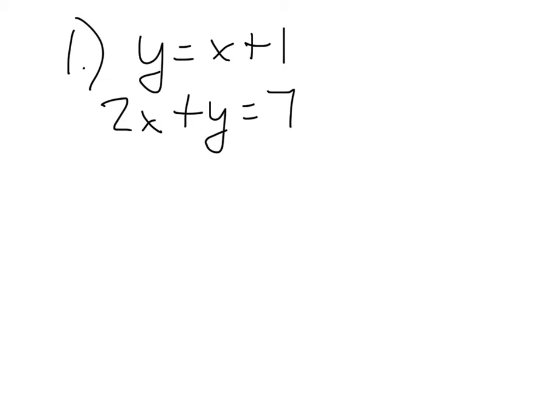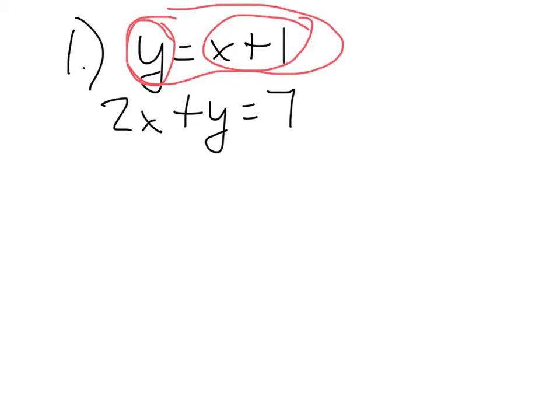They've already got me set up to do something here. They've got the letter y equal to all of this right here. So here's the idea behind substitution. If I have y here that's equal to all of this, then I could take all of this and substitute it in down here for y. And here's what that's going to look like.